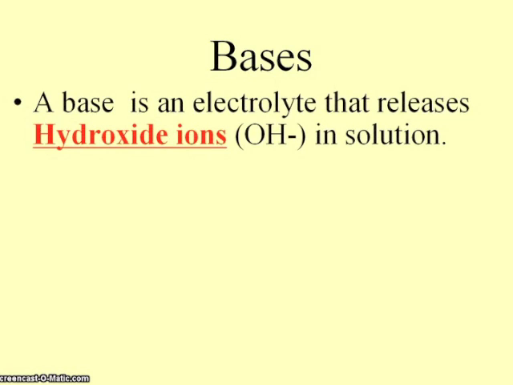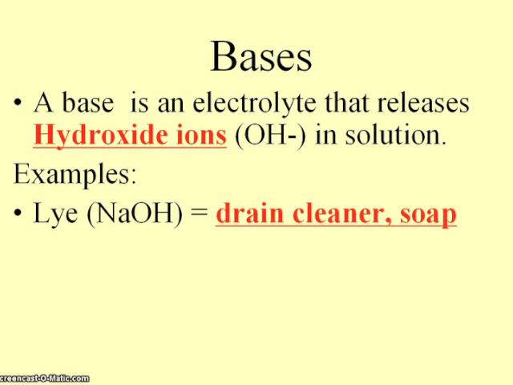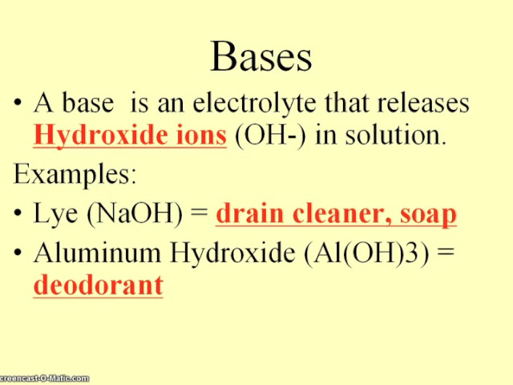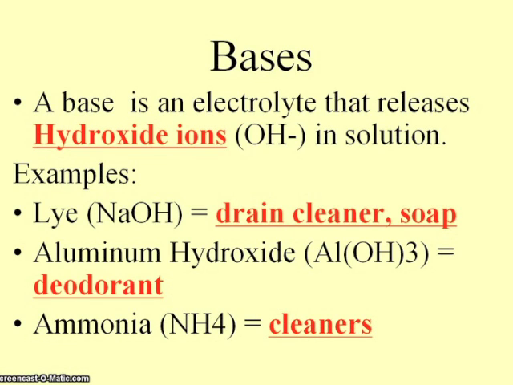Now, bases are the opposite. A base is an electrolyte that releases a hydroxide ion in solution, an OH negative. Some examples are lye, which you find in drain cleaners, soap. Aluminum hydroxide you find in deodorant. And ammonia, which you find in cleaners. Some of these things are kind of interesting. You see that lye is found in soaps. And it's not that strong, but in the old days, a bar of soap was pretty nasty. You couldn't use it every single day, otherwise your skin would not be able to handle it.